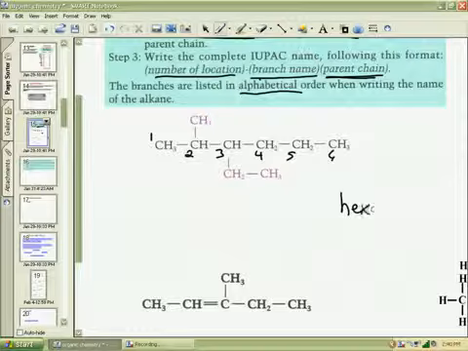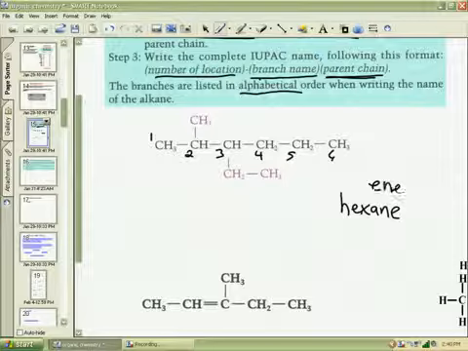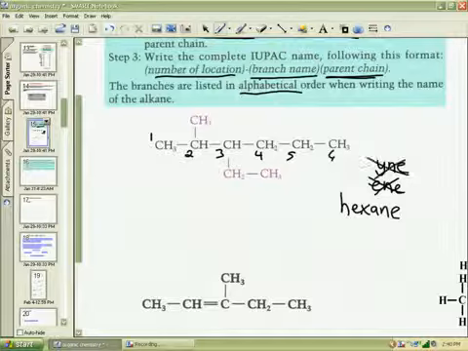Now, if I saw a double bond in here somewhere, I would call it a hexene. Or if I saw a triple bond, I would call it a hexyne. And since I don't see any of those, I'll stick with hexane. Now we look at what branches we have attached.